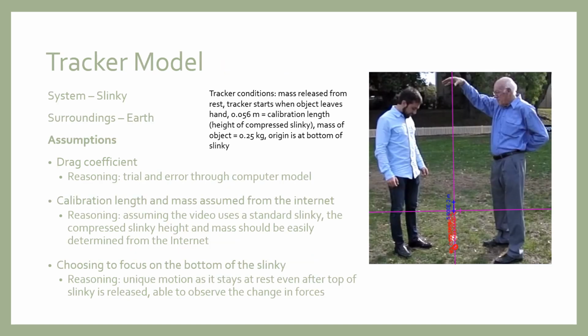In this experiment, the system was the slinky and the surroundings were the Earth. I chose the tracker model so that the origin was at the bottom of the slinky and the y-axis was collinear with the slinky at its rest position. I tracked the model beginning from when the top of the slinky was released from hand, and in this model I assumed the calibration length and mass from the internet using the measurements of a standard slinky. I also assumed the drag coefficient through trial and error.